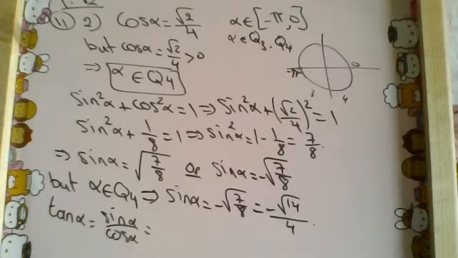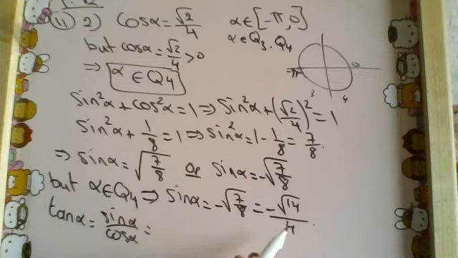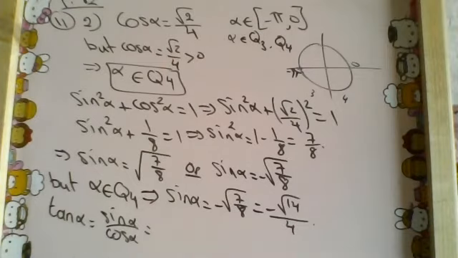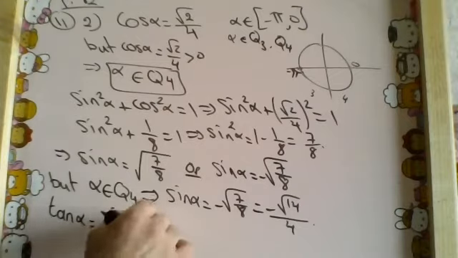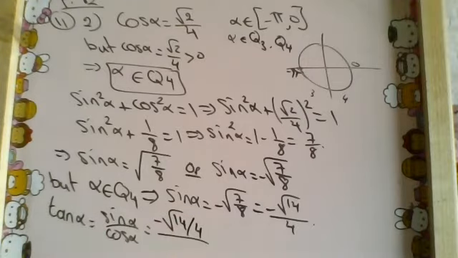Good morning. Negative radical 14 over 4, over radical 2 over 4. Yes. The answer is negative radical 7.